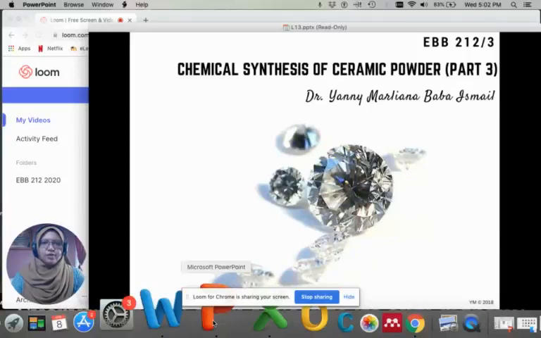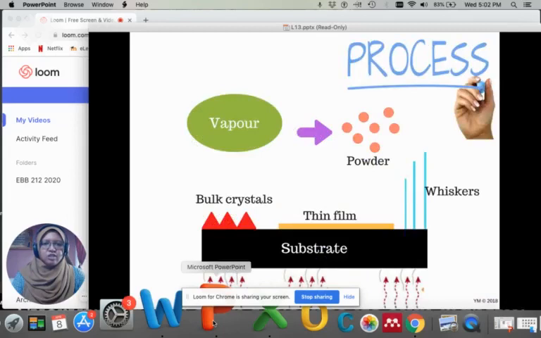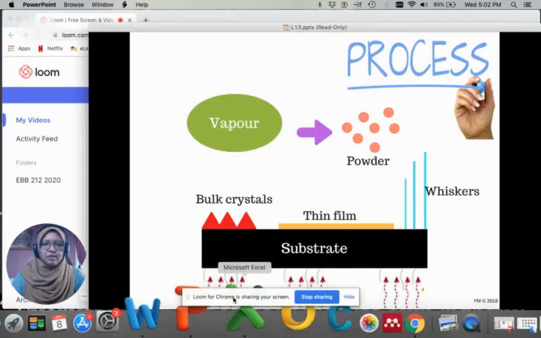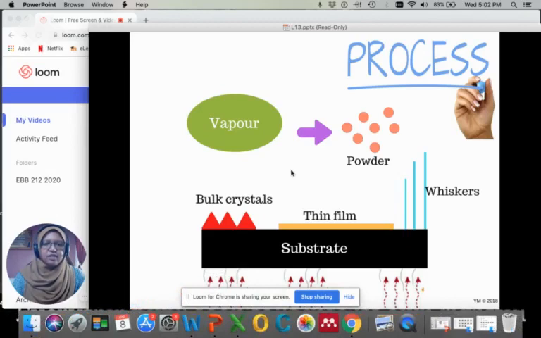Hello, Assalamualaikum. Let's continue on chemical vapor deposition. So in this lecture, we will learn about the process involved in CVD. But first, let's recap quickly what CVD is.